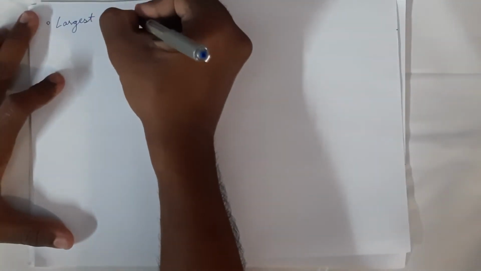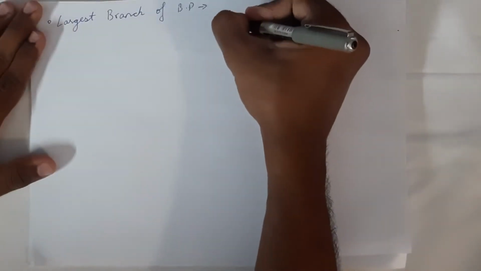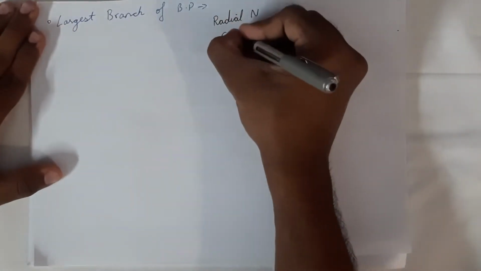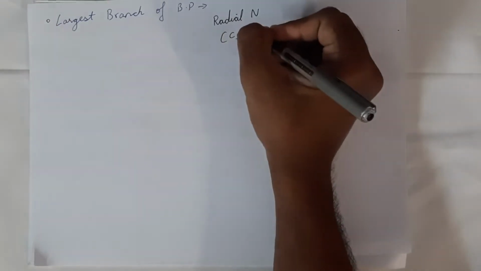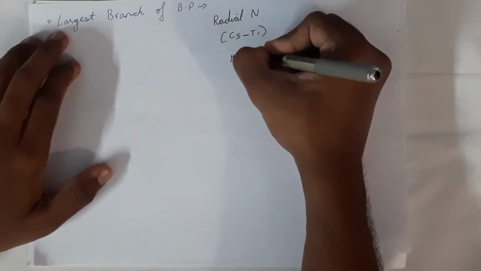And now, an important point, that the largest branch of brachial plexus is the radial nerve. That is C5 to T1, which also shares a root value with median nerve.